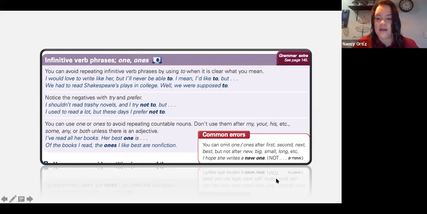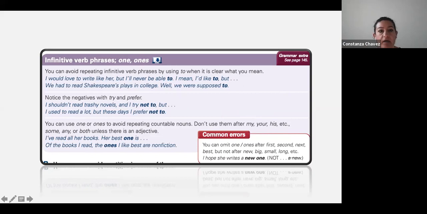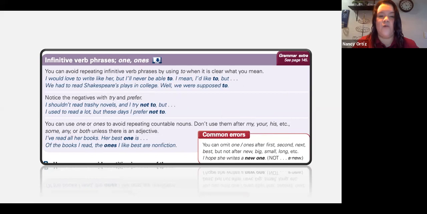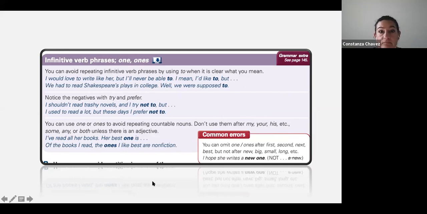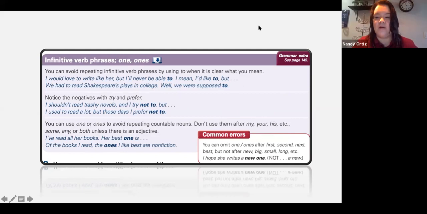Okay, let's see how we use this. Constanza, please read the first example. "I read all her books. Her best one is..." Okay, one is replacing what? All her books. One is replacing her books. Very good. So see, in this case, we are replacing a countable noun. Any questions? I have read all her books. Her best one is excellent.